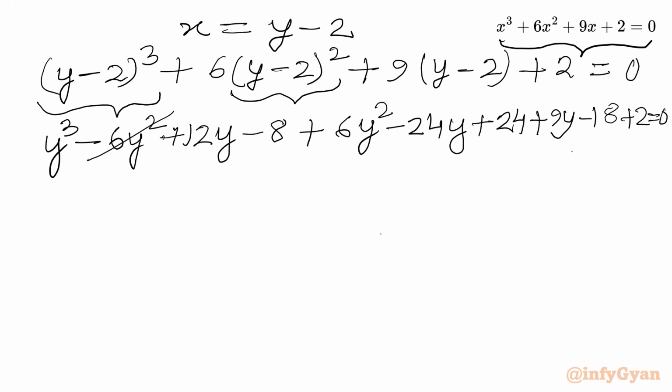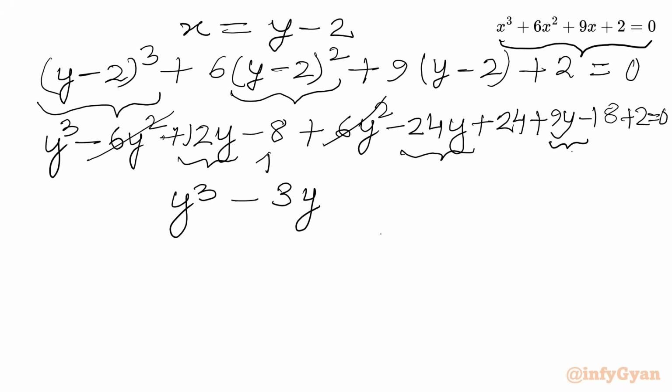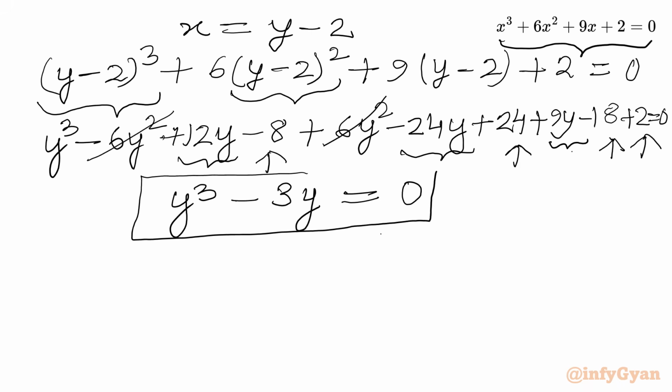We can cancel minus 6y square and plus 6y square. Now we have 12y with plus sign, 9y. So we'll get 21y. Here we have minus 24y, 21 minus 24, minus 3. We are going to get y cube minus 3y. Now we have constant minus 8 and minus 18, minus 26. Here we have 24 plus 2, 26. Minus 26 plus 26 will become 0 equal to 0. This is the depressed cubic equation.